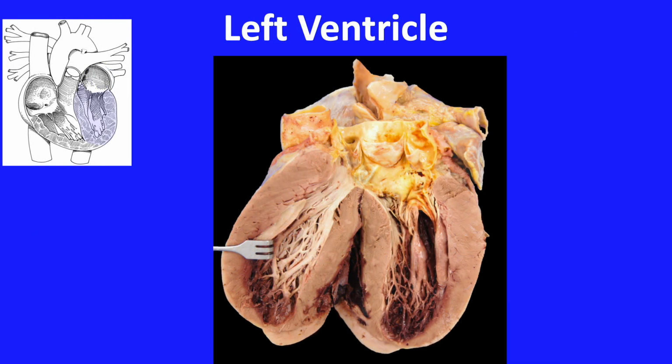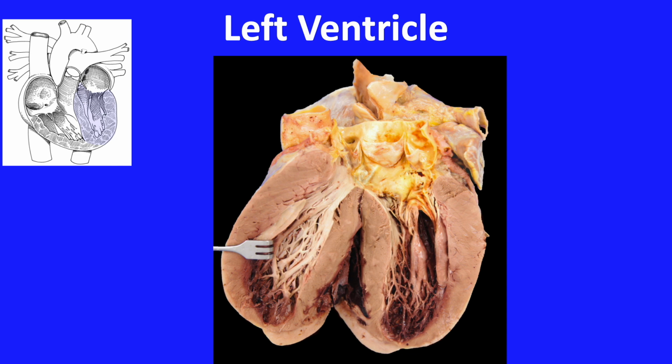The last chamber to explore is the left ventricle, which forms the left margin of the heart, but also contributes to the anterior and diaphragmatic surfaces of the heart. Note its position in the drawing on the upper left panel. In the dissection, the left ventricle was sliced in a coronal fashion and the two halves separated.